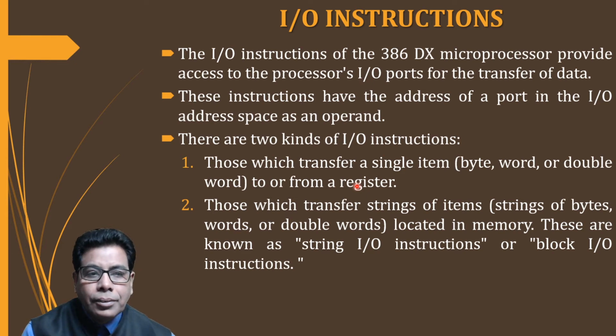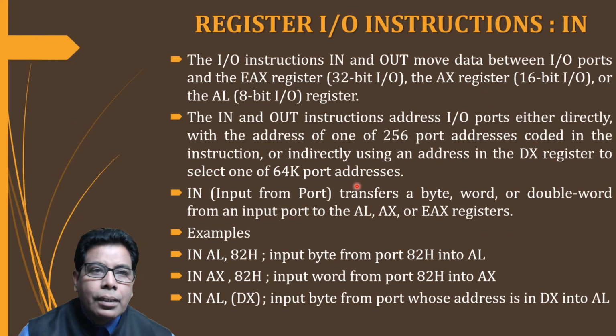And the second kind transfers a string of atoms, that is a string of bytes or words or double words. When we are using the string instructions, these instructions are called string IO instructions or block IO instructions, because they are transferring a block or string of data. And let us see the instructions.